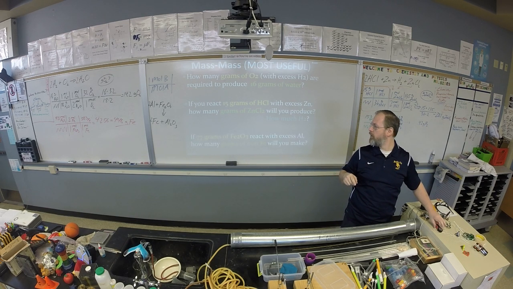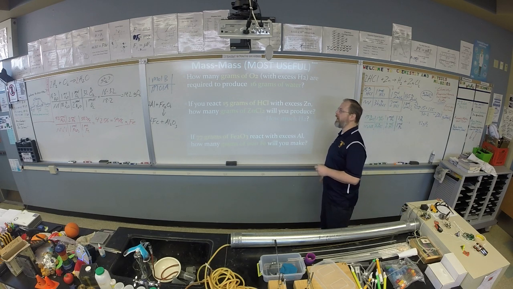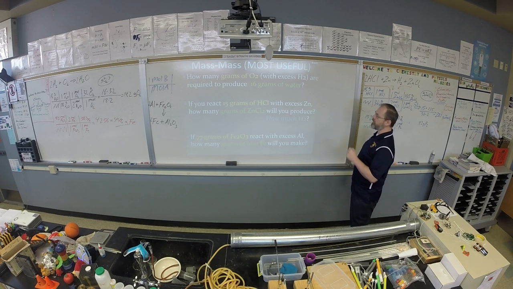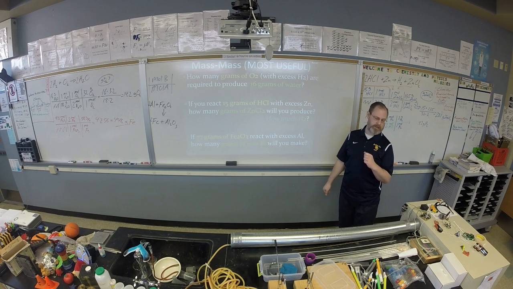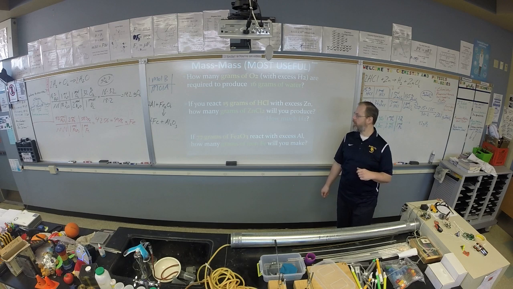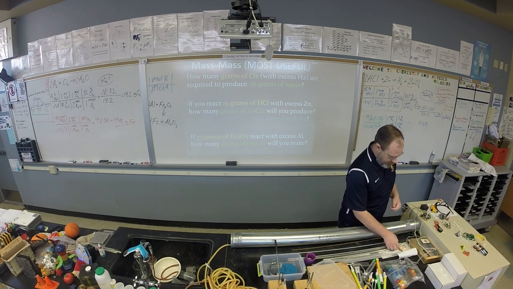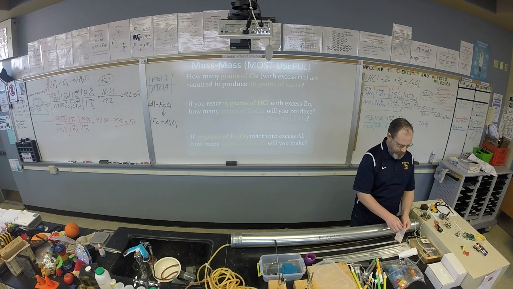Last one for you on your own. Here we go. Using your ratio of iron and aluminum again, if 77 grams of iron oxide react with excess aluminum, how much iron will you make? 77 grams of iron oxide react with excess aluminum. How much iron will you make?